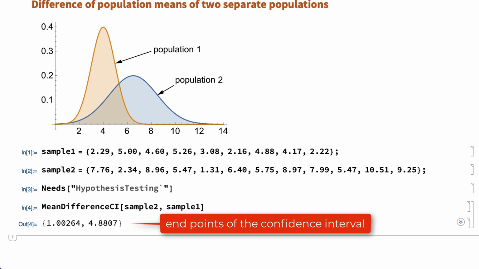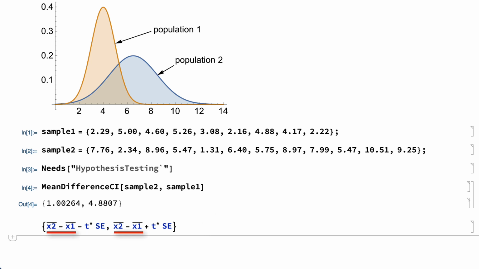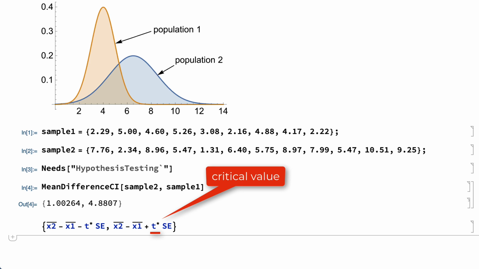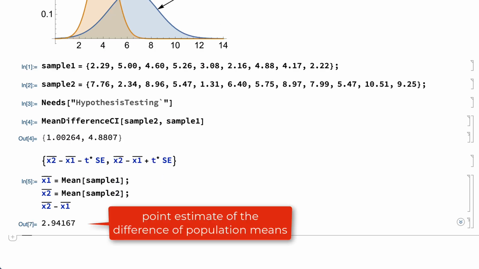This confidence interval is computed using a formula with the same basic structure as the formulas used for other confidence intervals. This formula gives the endpoints of the confidence interval in terms of the difference between the sample means, x1 bar and x2 bar, a critical value t star, and the standard error SE. The difference between the sample means is a point estimate for the difference between the population means.